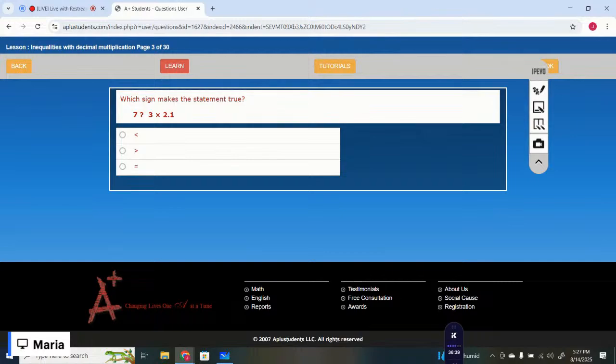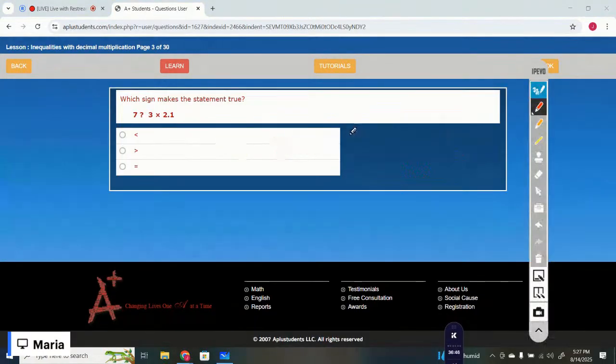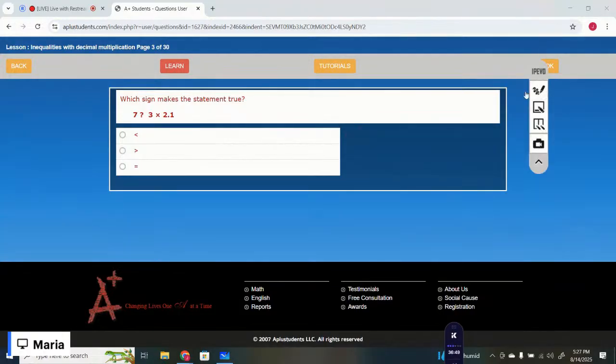7, you need to compare it to 3.2.1. So that is 7 is greater than 6.3. Greater it is, option number 2 is the correct option.